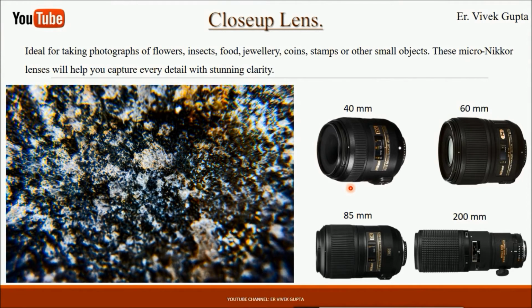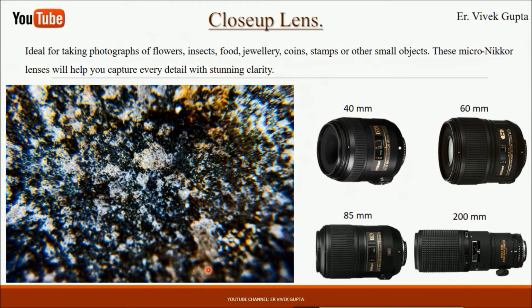Then close-up lenses. Close-up lenses are used for taking pictures of objects by going very close to them. As you can see here, I have clicked a picture of a small piece of rock, and you can see the structure of the rock here. So it is captured using a close-up lens. Ideal for taking photographs of flowers, insects, food, jewelry, coins, stamps, or other small objects. These micro Nikkor lenses will help you capture every detail with stunning clarity.